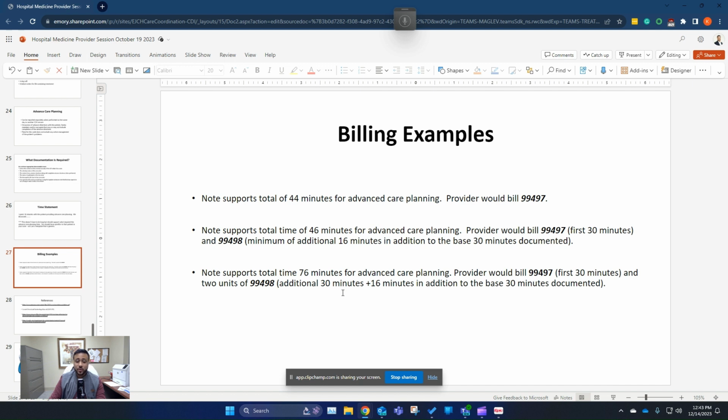I don't see a scenario in which you would spend that much time discussing it, but sometimes these meetings can get out of hand and they can go on for a long time and multiple family members can get involved. So it's important that if it does run over, you are accurately documenting and billing for your time, because your time is very valuable.